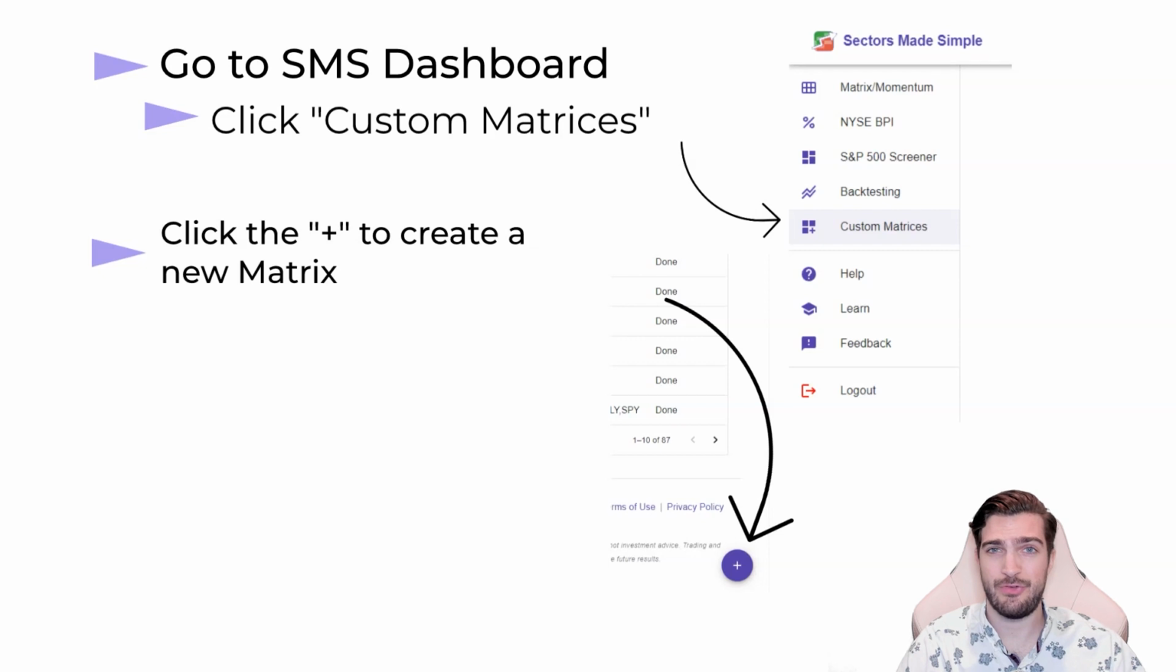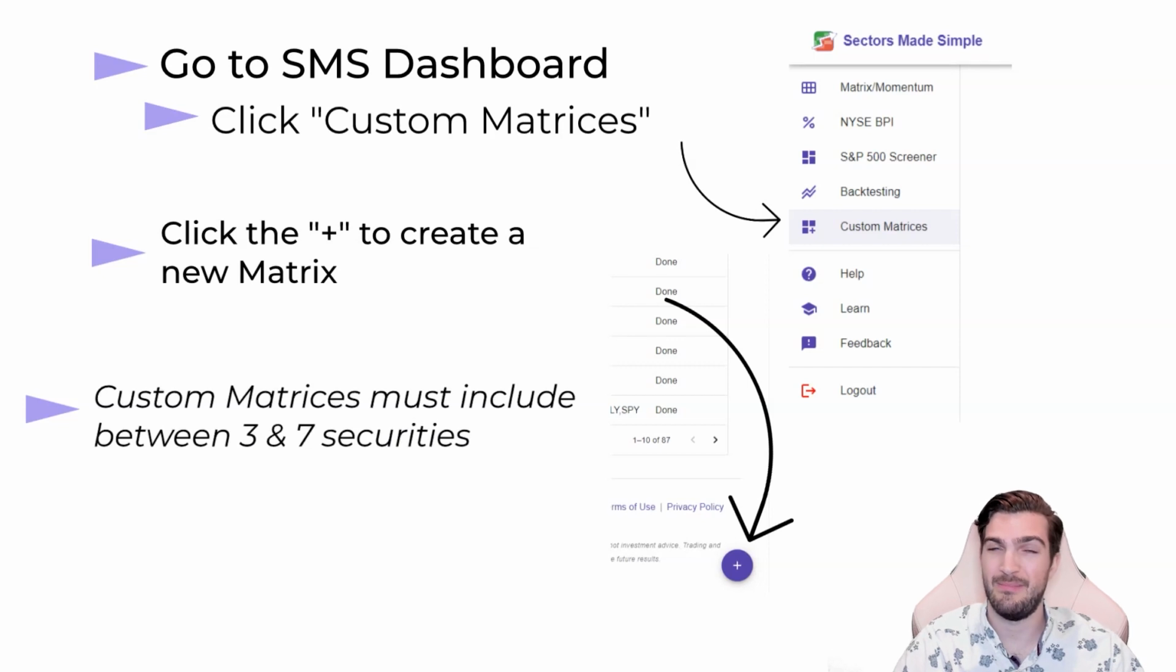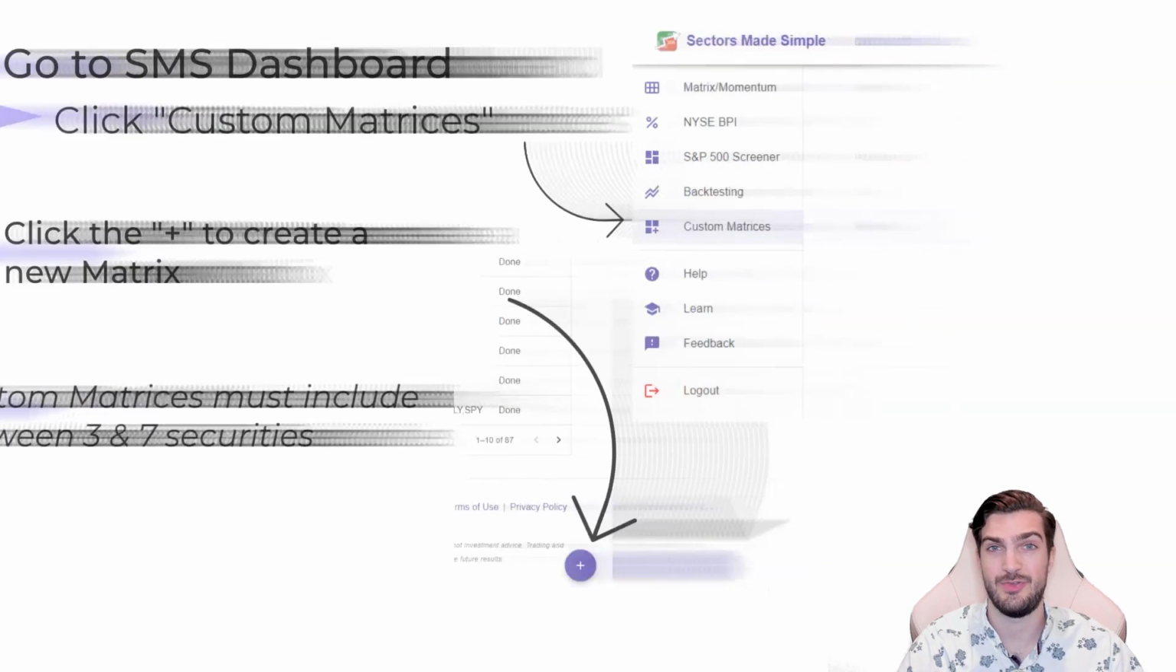Note that custom matrices within Sectors Made Simple require at least 3 securities. After all, it has to be a comparison, and 2 securities we could just use a relative strength chart for. So 3 securities is the minimum, and right now 7 securities is the max, though we hope to be able to expand this to offer you the ability to create larger custom matrices in the very near future.